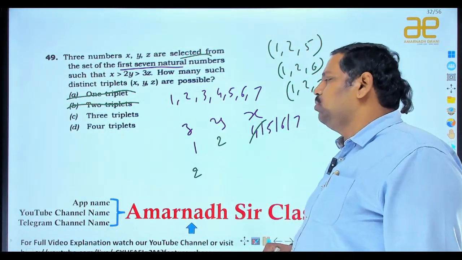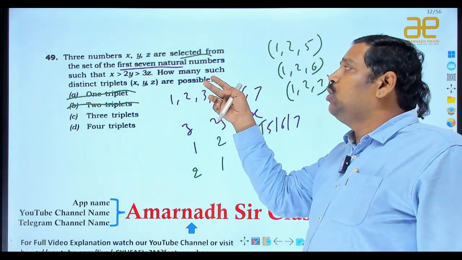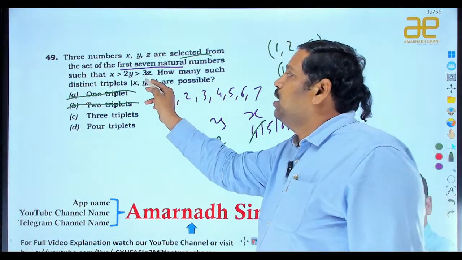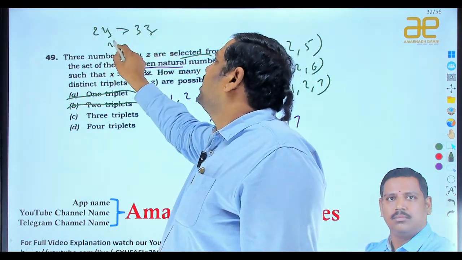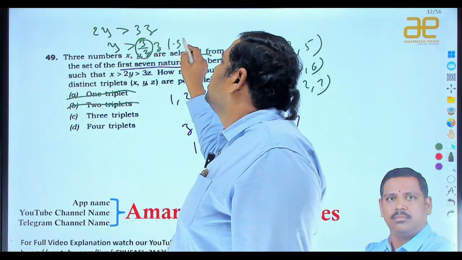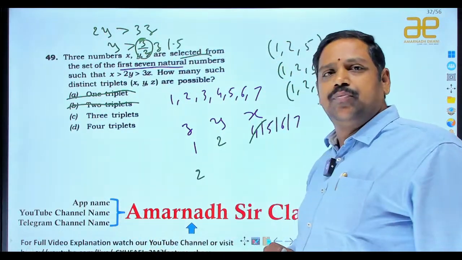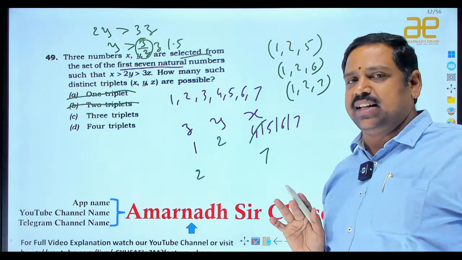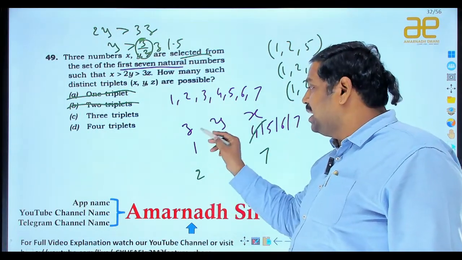Suppose z is 2 and y is 1. That should not happen, because observe these two: 2y is greater than 3z, means y should be greater than 3 by 2 z. 3 by 2 means 1.5 times, so y should be more than z. If you imagine z as 2, 3 times means 6, more than that means 7 is the only possibility. Y should be more than z.